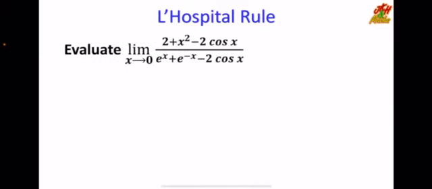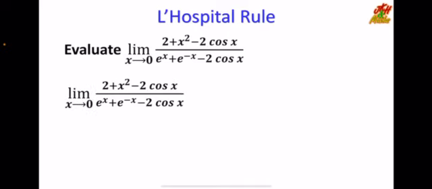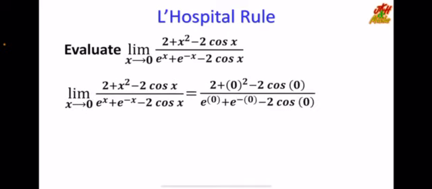Let me take a look at one example here. So the question is: evaluate the limit of 2 plus x squared minus 2 cos x over e to the power of x plus e to the power of negative x minus 2 cos x. So let us substitute the value of x equal to 0 into the limit. Then we have 2 plus 0 squared minus 2 cos 0 over e to the power of 0 plus e to the power of negative 0 minus 2 cos 0.